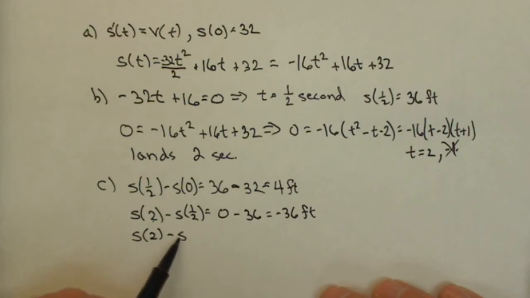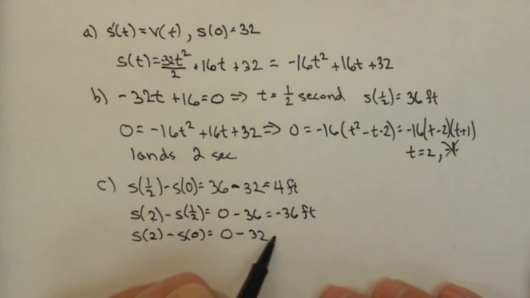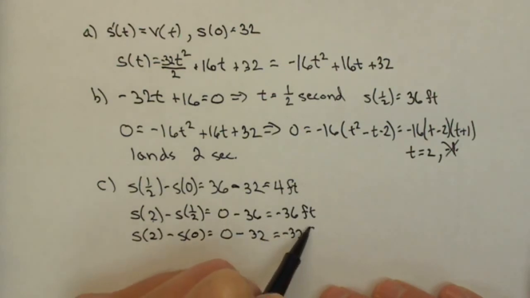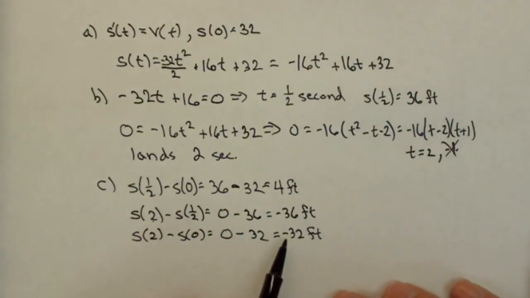s of 2 minus s of 0 equals, well, s of 2 again is 0, s of 0 is 32, so negative 32 feet. This is going to be our change in position. At time 0 it was at 32 feet, at 2 seconds when it hits the ground it's at 0 feet, so this is a change in position.